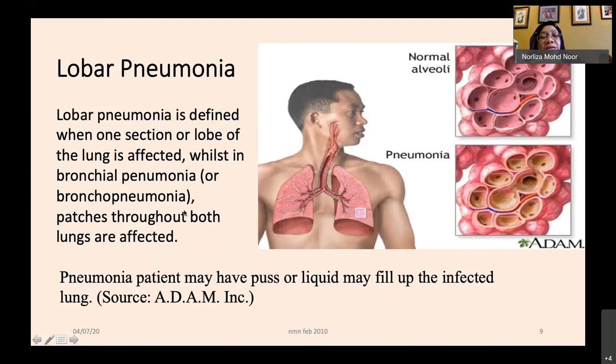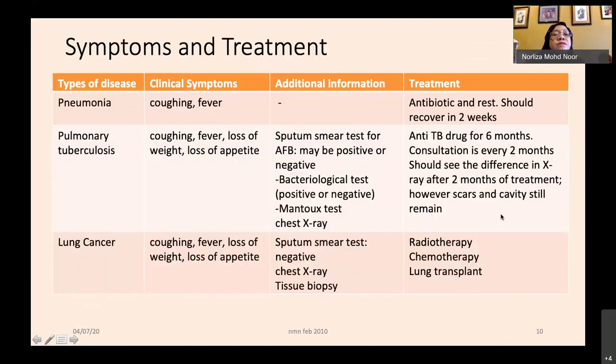So normally the alveoli, this is the normal alveoli, all right, but with pneumonia, they will behave like this. So you have a slightly thickened membrane, and you can have liquid fill up and infect that lung. All right, so the symptoms and treatments.